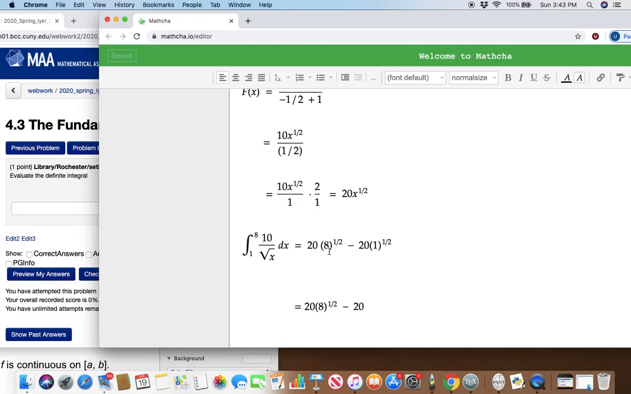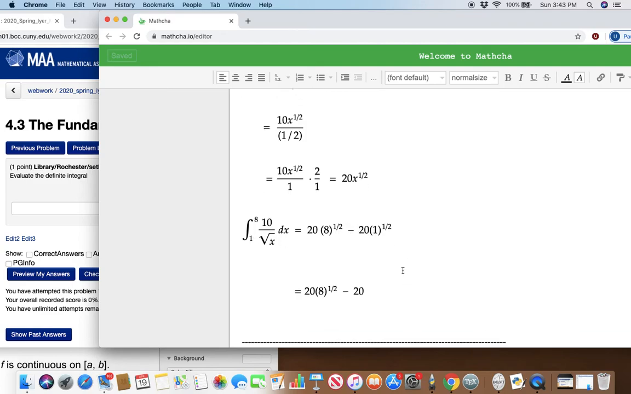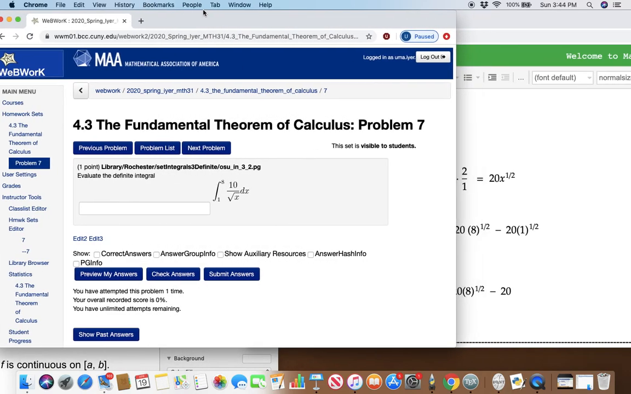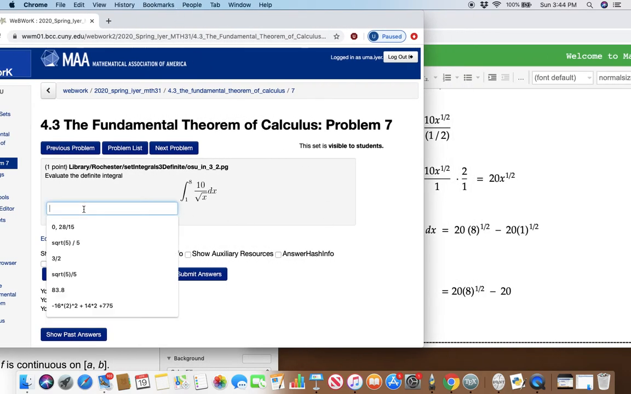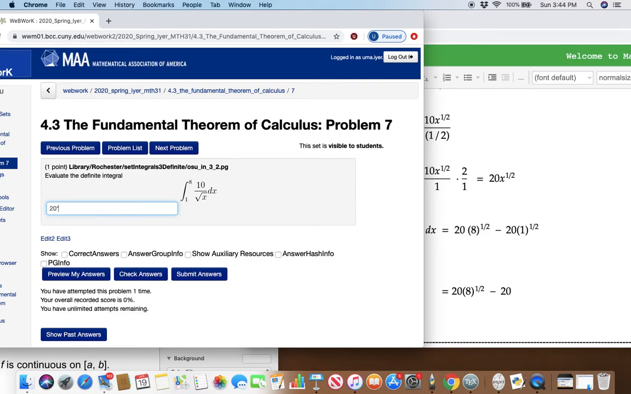So I'll take this antiderivative, evaluate it at 8 minus evaluate it at 1. So 20 times 8 to the power half minus 20 times 1 to the power half. 1 to any power is 1. So it's minus 20. So that's your final answer. Now how do you input that? Be careful. The input of this is 20 times 8 to the power, because the power is a fraction. If the power is a fraction or a negative number, use parentheses. All right. So minus 20.